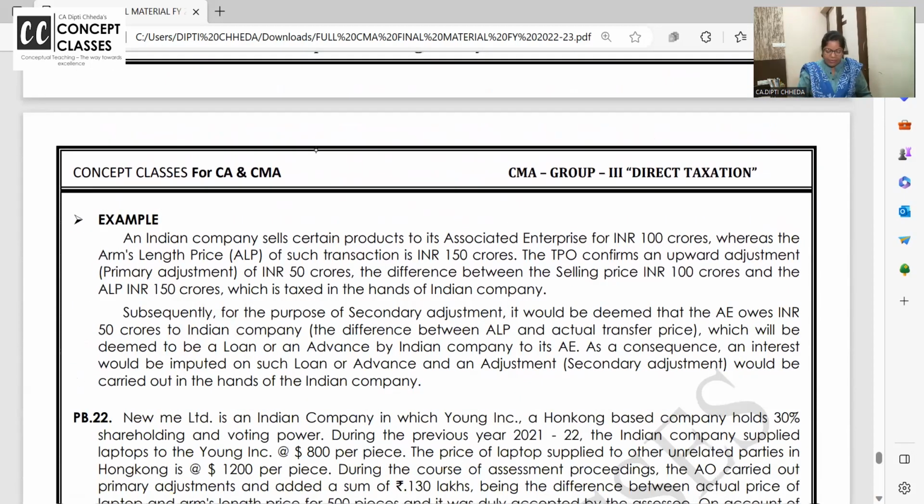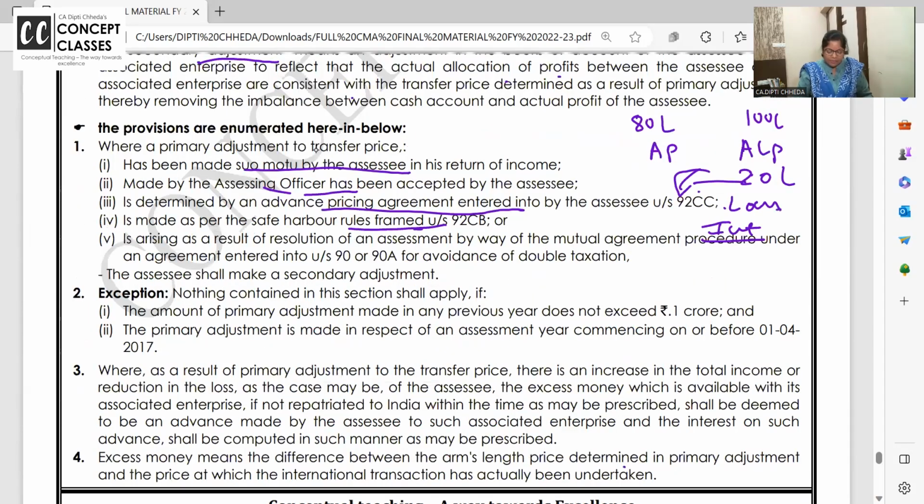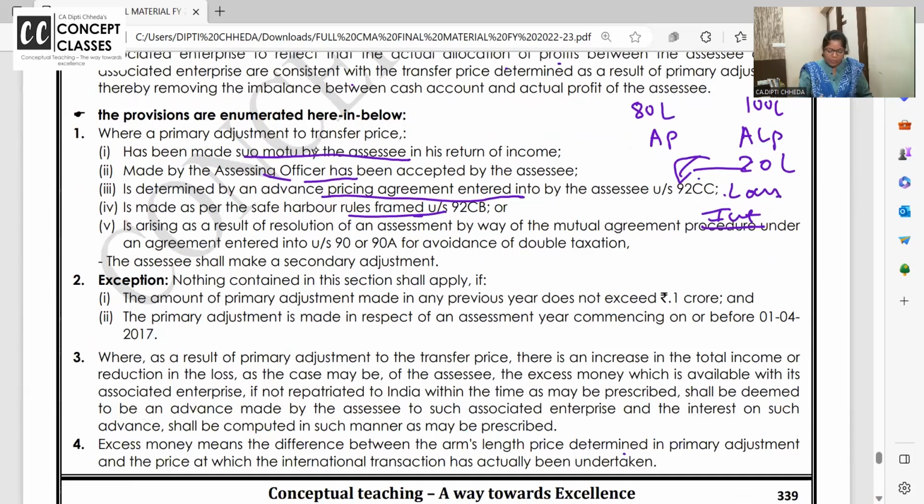Okay, I've given one solved example also. So secondary adjustment is that the excess money should be brought to India. Mark this very, very important for MCQs. Ma'am, in all the cases, is secondary adjustment there? Actual price is 2 lakhs. Arm's length price is 3 lakh. So take tax on the 1 lakh and finish it. Now, do I have to ask my associate enterprise from the foreign country to bring the 1 lakh?